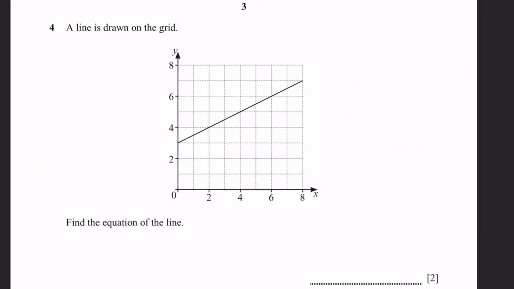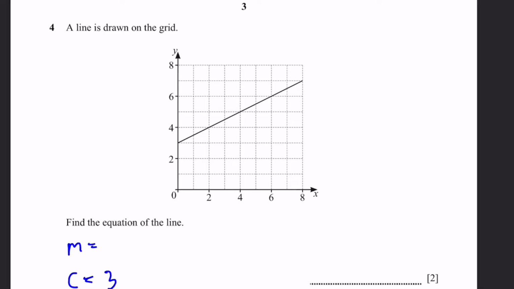Question 4. A line is drawn on the grid. Find the equation of this line. So we find the gradient first, m, and we find the y-intercept. The y-intercept is quite easy to find. Where does it intersect the y-axis? At y equals 3, or at the point (0, 3). So the y-intercept is 3. c is equal to 3.